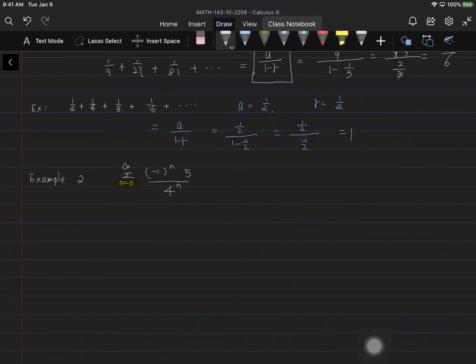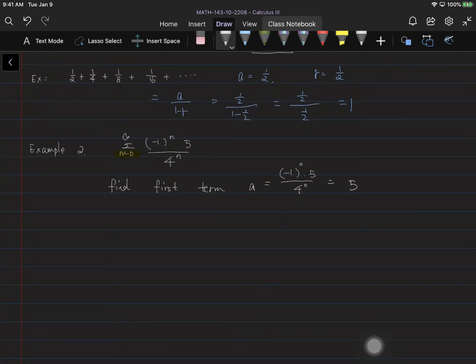So let's see what our first term is. That means (-1) to the power 0, because n starts from 0, times 5 over 4 to the 0. Anything to the 0 power is 1. So (-1) to 0 and 4 to 0 are all 1. So the A is 5.